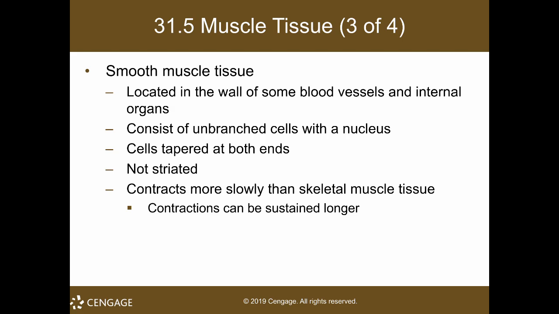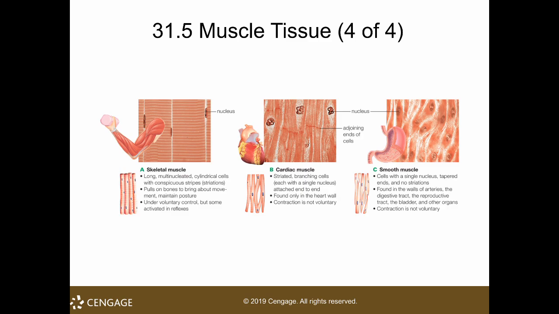And then we have the smooth muscle tissues. They are located in the walls of your blood vessels and internal organs. So as a muscle tissue, they can contract. So your blood vessels can contract and expand depending on the needs of your body. So they are composed of unbranched cells with a nucleus. They are tapered at both ends and they are not striated. So they contract more slowly than the skeletal muscle tissues, but the contractions can be sustained longer.